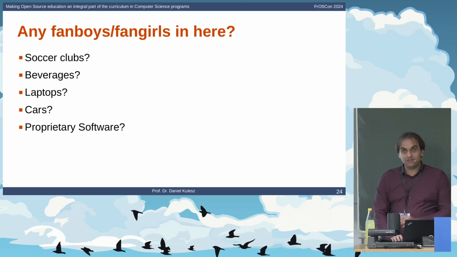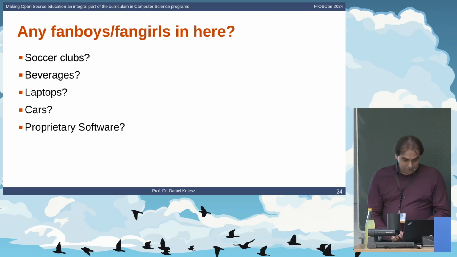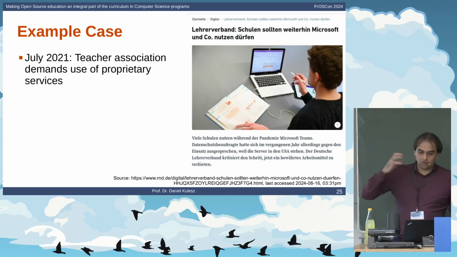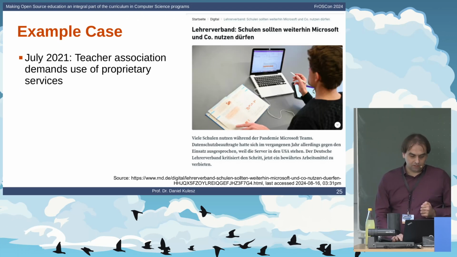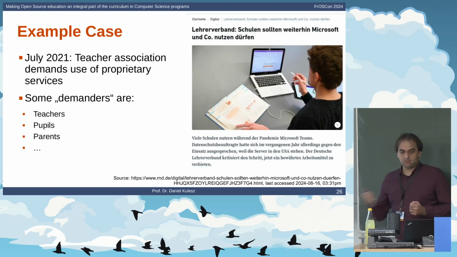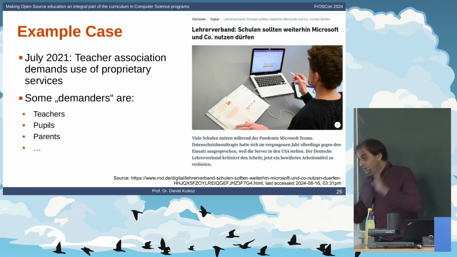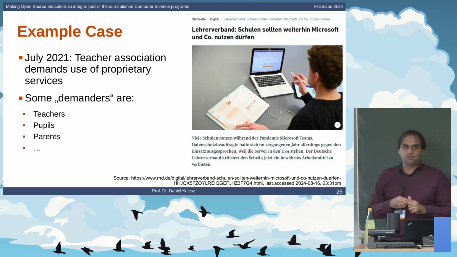And how about proprietary software? Anybody cheering for proprietary software? If you go outside, out of FrOSCon, you may find such people who are actually cheering for proprietary software, like, for instance, this teacher association. It was not just the teachers; they demanded, we want our office or video conferencing system, a proprietary one, we want it back. These were teachers, pupils, parents. From the article, I guess they had the impression that a very evil data protection person had taken away their beloved product from them and was now forcing them to use a different system.